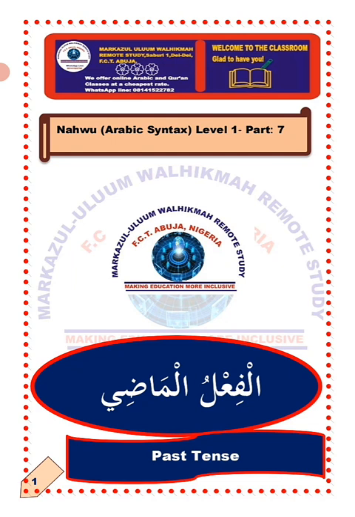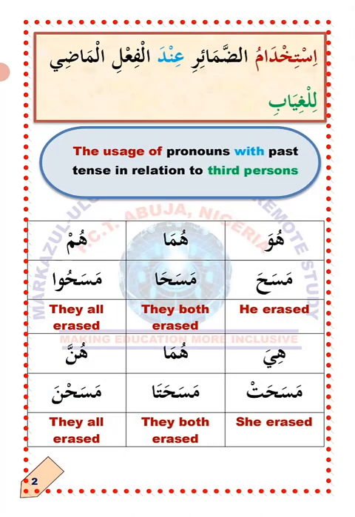الفعل الماضي, past tense. We are going to learn from this part of the lessons how to use past tense in Arabic to suit some certain pronouns, particularly third person pronouns. استخدام الضمائر عند الفعل الماضي للغياب, the usage of pronouns with past tense in relation to third person. هو, he, هما, they for two, هم, they for more than two.